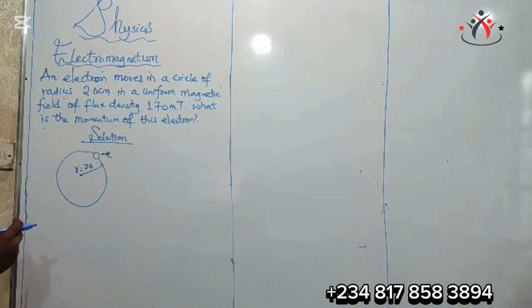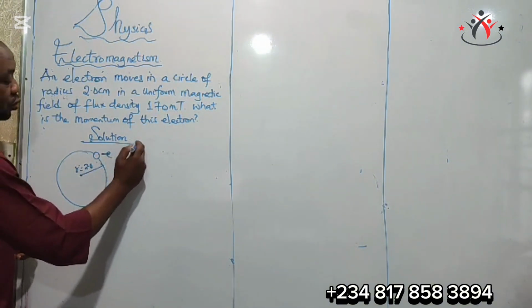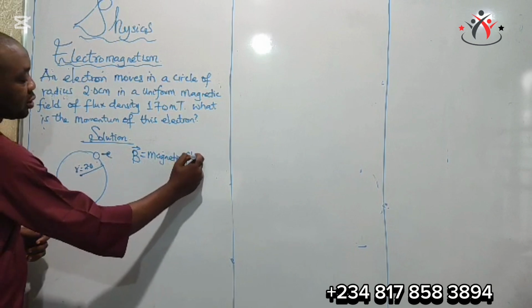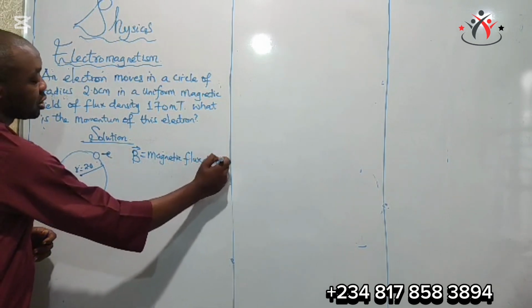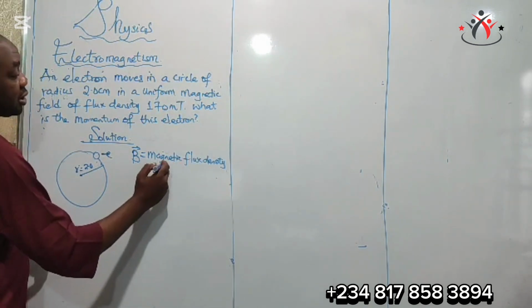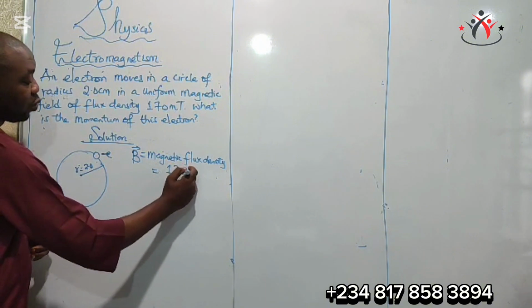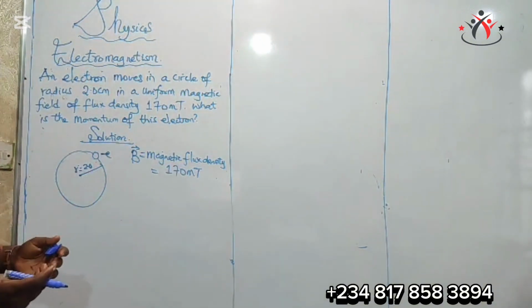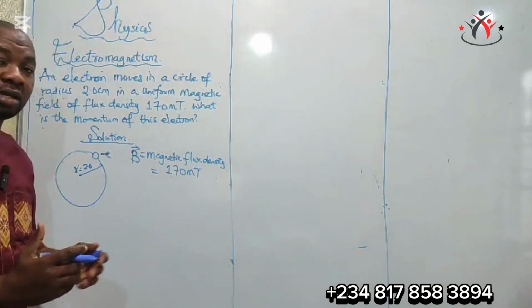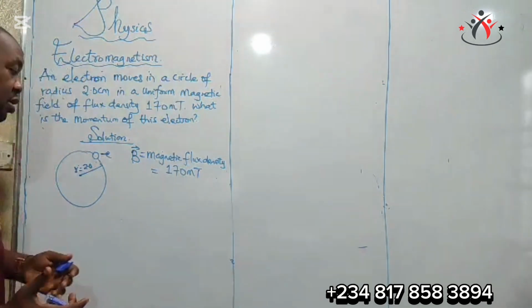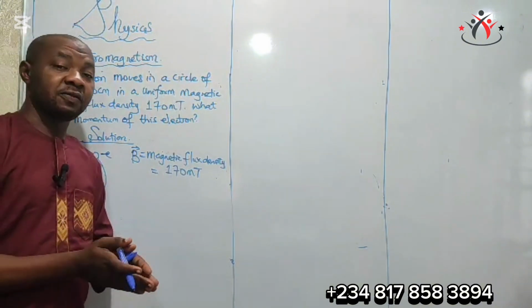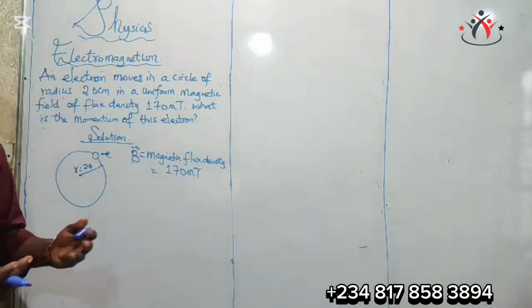Now we have the radius to be 2.0, and we are also given the magnitude of what we call the magnetic flux density. So the magnetic flux density is 170 millitesla, and we know 1 Tesla equals 1 Weber per square meter, because flux density is the ratio of magnetic flux to cross-sectional area.